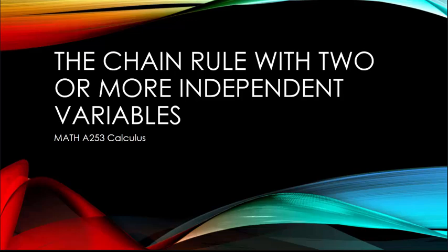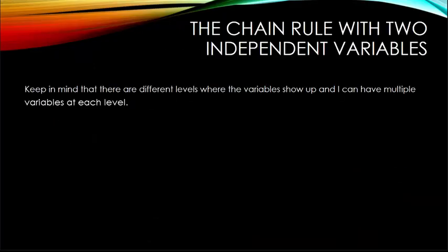Now I want to look at what happens when I have functions that are dependent on two or more independent variables where I have to use the chain rule. Keep in mind that there are different levels of functions here with variables that show up at each of the different levels. I can have multiple variables at each level.